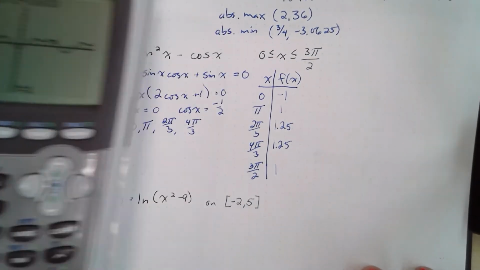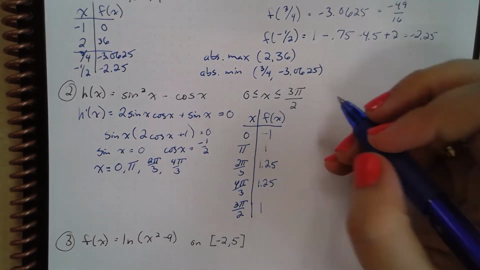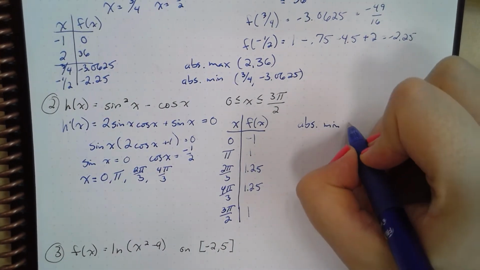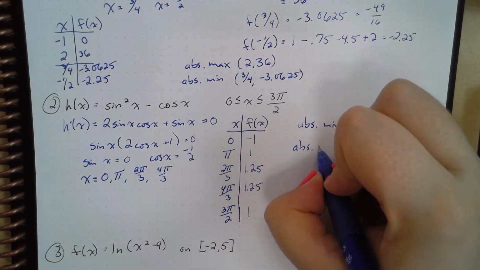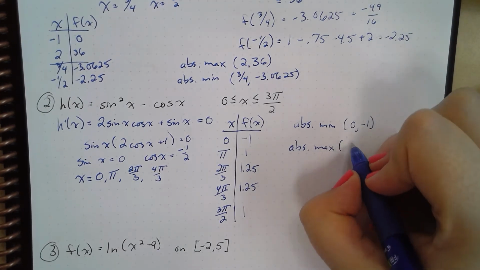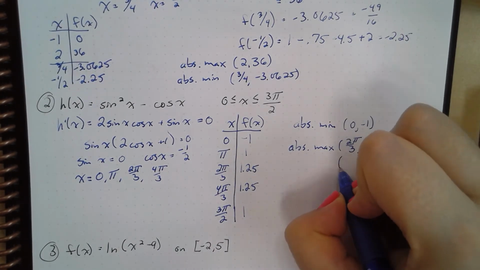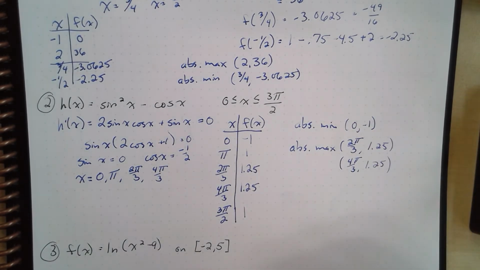So do we have an absolute minimum and absolute maximum? Well, it looks like we're going to have some, right? So our absolute minimum is going to be at 0, negative 1. And our absolute maximum is going to be at 2 pi over 3, comma 1.25, and again at 4 pi over 3, comma 1.25. Pretty cool.